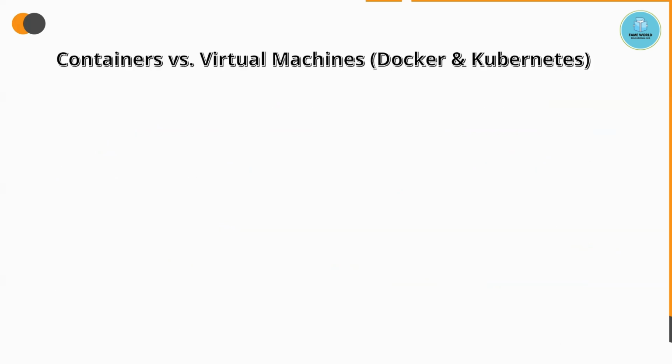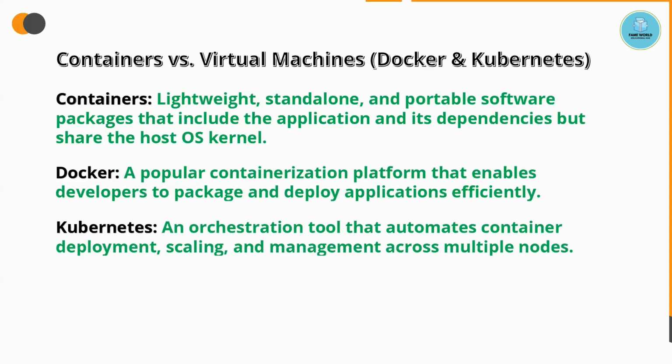Then when we talk about containers versus virtual machines, there comes the concept of Docker and Kubernetes. Although I'm not discussing Kubernetes or Docker in detail here, I will be using them as examples. Containers are lightweight, standalone, and portable software packages that include the application and its dependencies but share the host kernel. So the host operating system kernel is shared when we talk about containers. Docker is a popular containerization platform that enables developers to package and deploy applications efficiently. So simply, Docker is an example of a container platform.